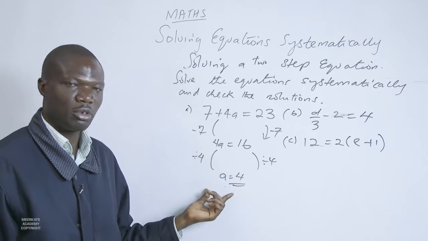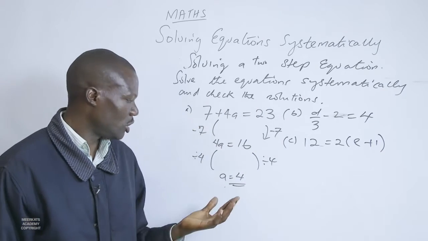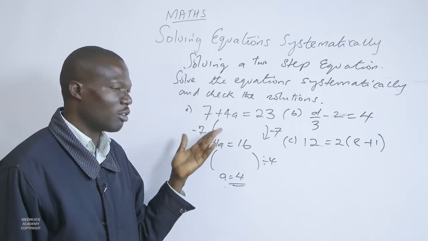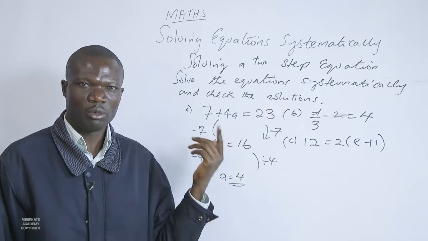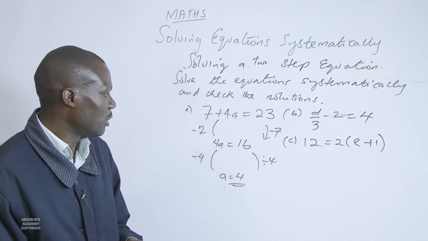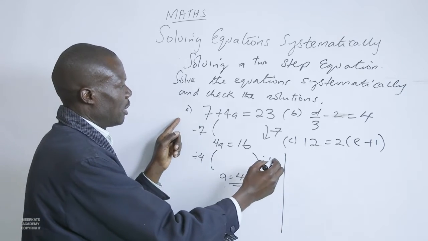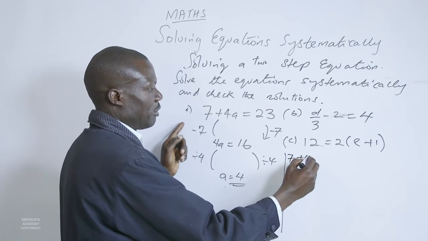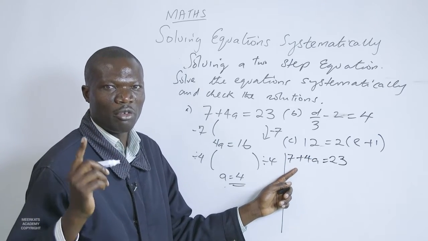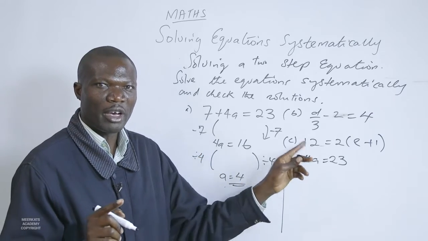However, we were not asked to only stop here, but we were asked to also check the solution. So we are going to take our solution back into the equation. Is it working? We confirm by substituting the value of a in the equation. So when I do that, taking 7 plus 4a is equal to 23, this is what we have. But the value of a is 4. We shall substitute 4 where we have an a.